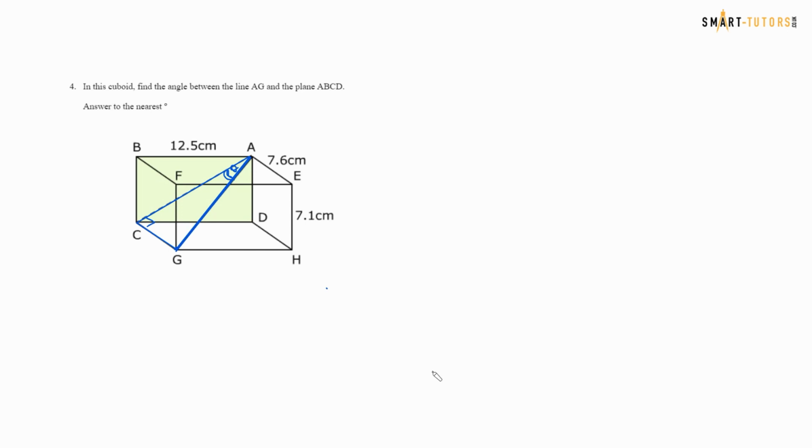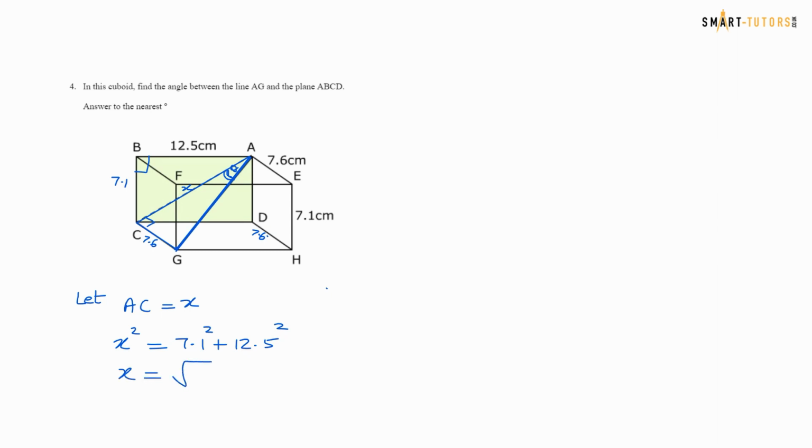The easiest way to do it: this is 7.6, means the bottom, this also 7.6. If this is 7.6, this is 7.6, right? And now this is 7.1, so this is 7.1, and this is a right angle. So let's say I put X for this one, so AC, let AC equal X, right? So X squared equals 7.1 squared plus 12.5 squared.